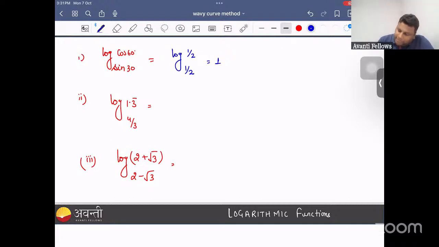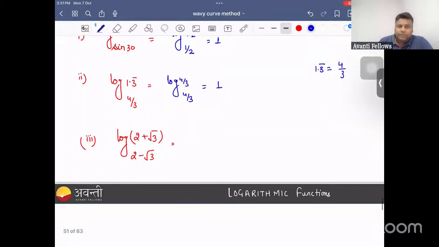Now, if you remember, this 1.3 bar is also 4 by 3. Got it? So this goes what? Log 4 by 3 base 4 by 3. Answer is 1. Answer to the third one.